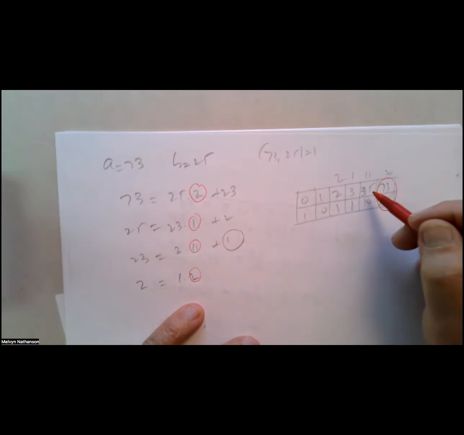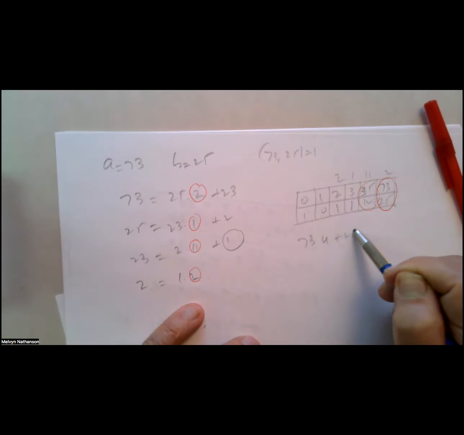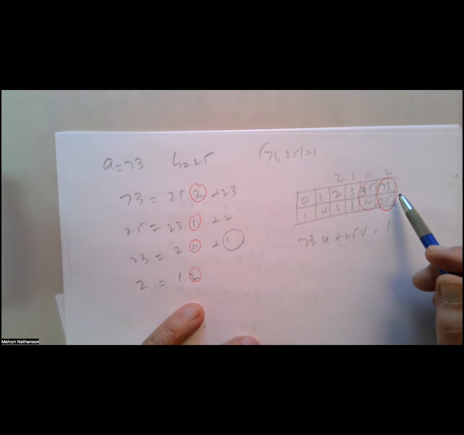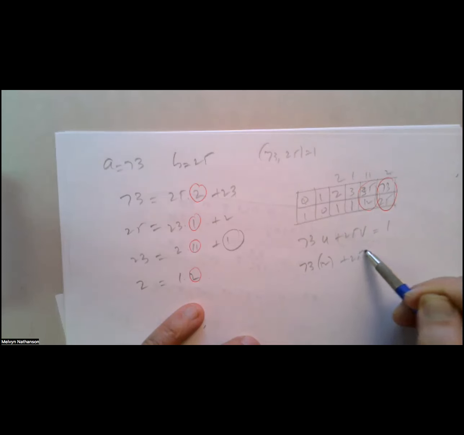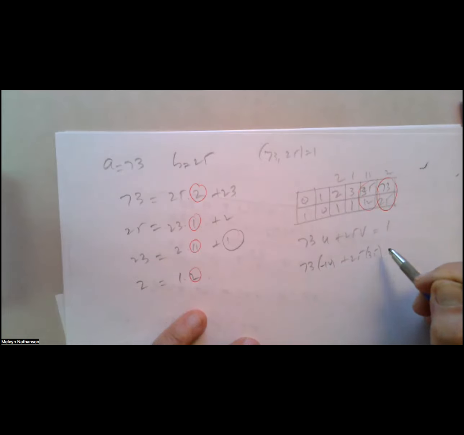So the last column is the A and B we started with. And the next to the last column gives values for the minus V and U. We wanted to write 73 times U plus 25 times V equals the greatest common divisor. So according to this, 73 times minus 12 plus 25 times 35 should equal 1.